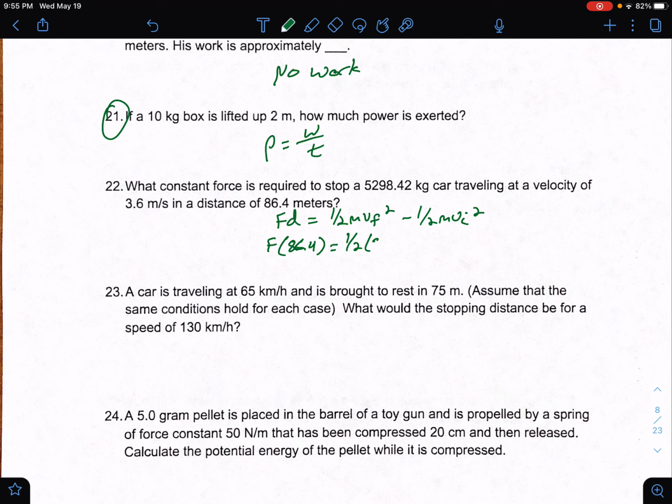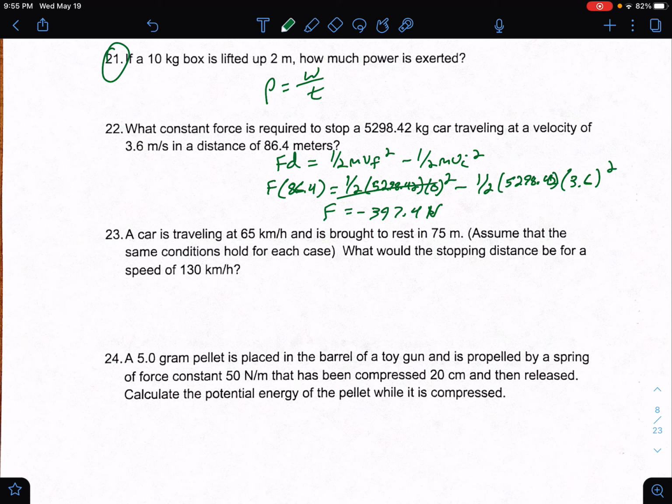Okay, my mass is 5,298.42. And I'm coming to a stop, so that means my final velocity is 0. So I honestly didn't even have to write all this out because it's just going to be 0 minus 1/2 my mass, which is 5,298.42. Okay, and my V initial is 3.6, and that is squared. Okay, so now all I gotta do is just solve for F. So when you do this, you should get a force of negative 397.4 newtons. Okay, it is fine that it is negative because it's actually stopping you.